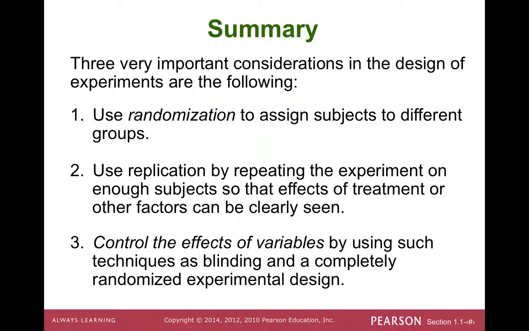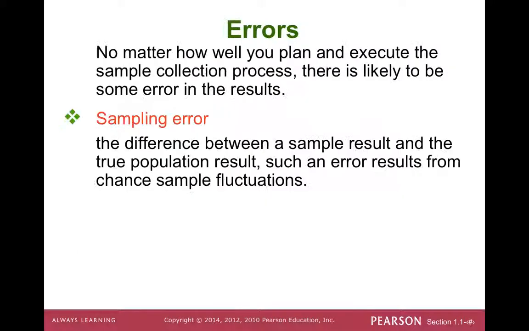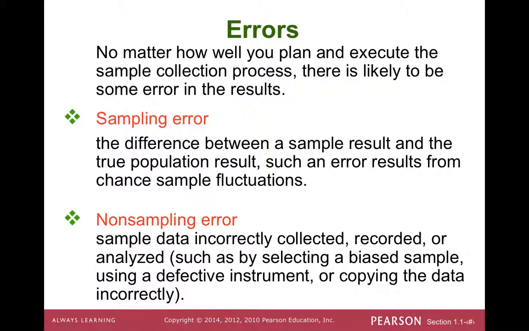In the design of experiments, then, randomization, replication, and controlling the effects of variables are important. We're going to have error no matter how good we are. There's going to be error because there's just a difference between our sample and the whole population. The only way to avoid error would be to sample everybody in the population, perform a census. The reason we don't perform a census is usually cost and time. We can't possibly make it happen.